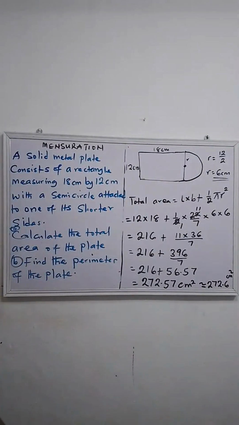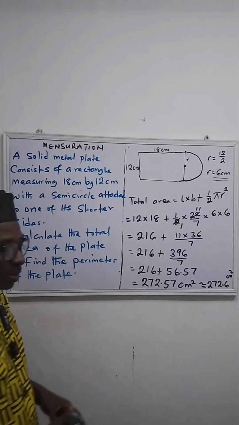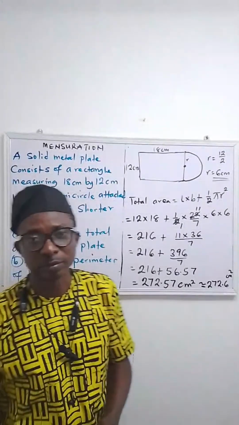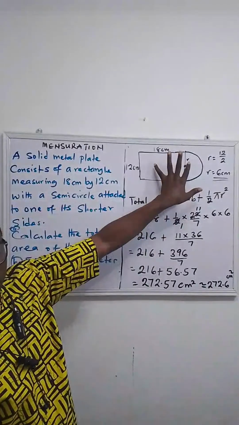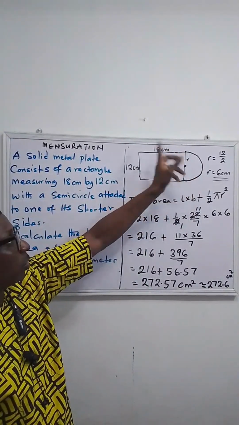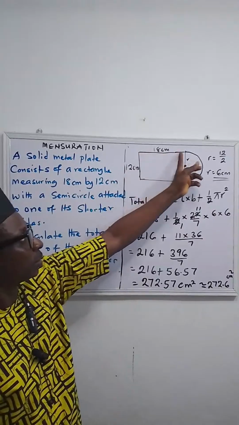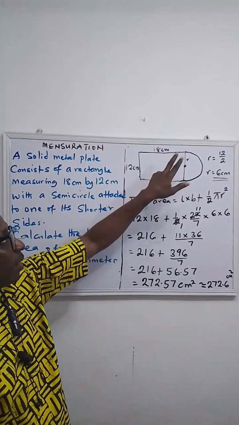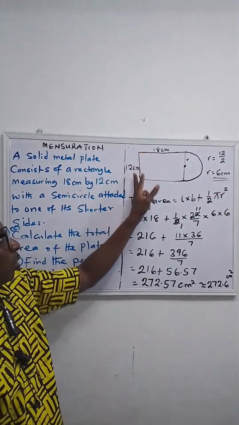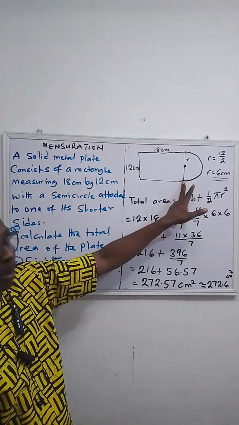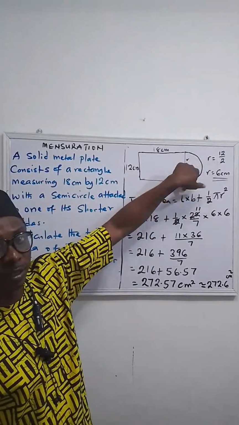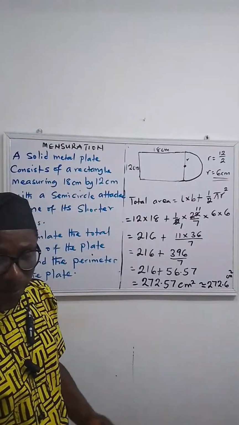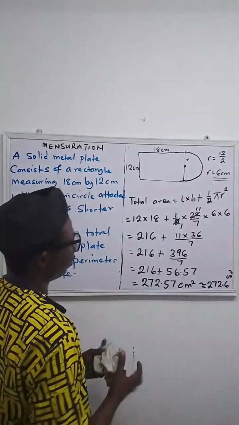Okay, so now let's look at the second part of the question. Find the perimeter of the plate. When we say perimeter, we just want to get the length of the boundary of the plate sheet. That is what we call perimeter. So now I need to measure this plus this plus this plus this. So I have 18 plus 12 plus 18 and plus the length of this arc.